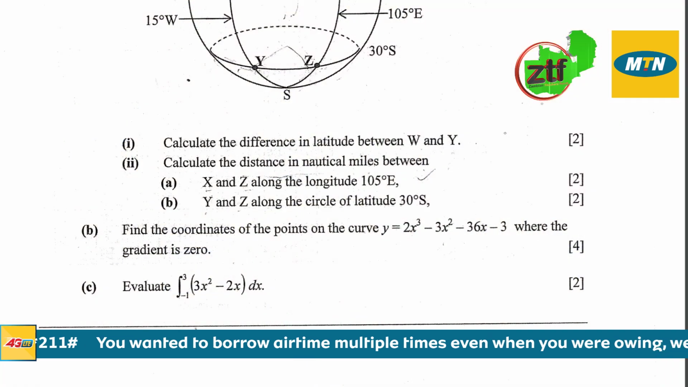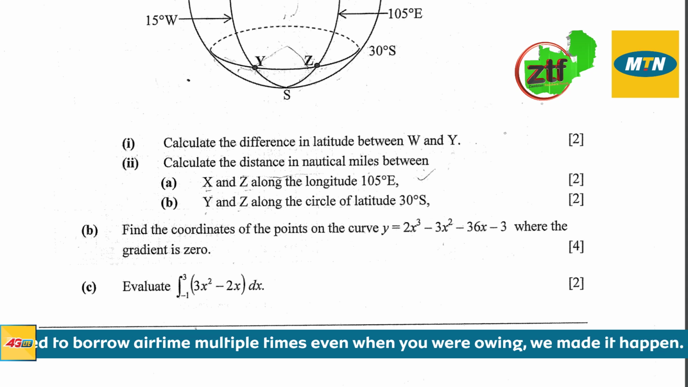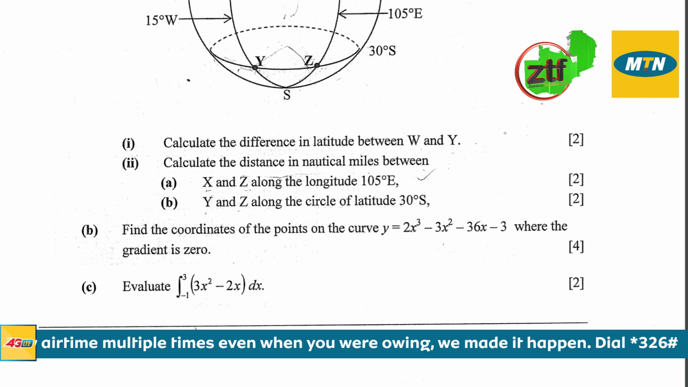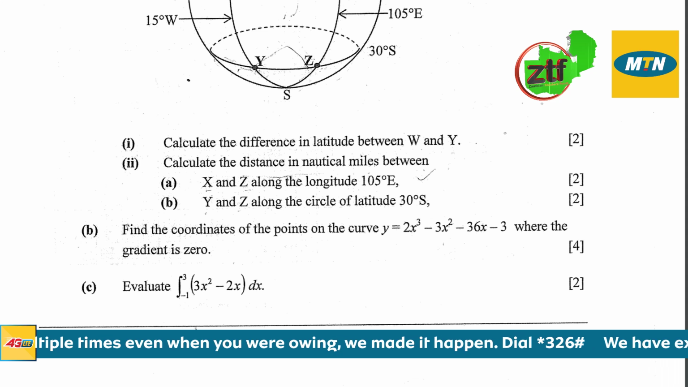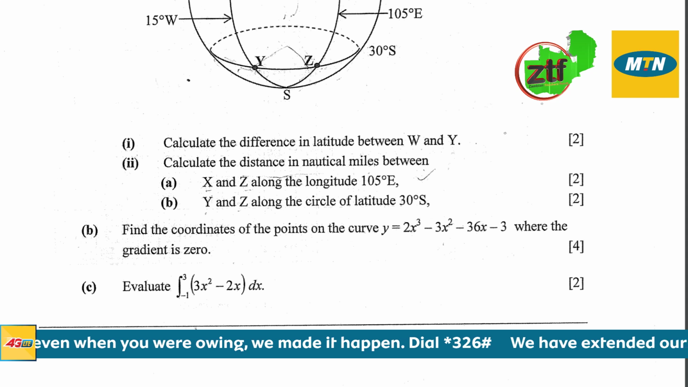All right, so question number 9C. Evaluate the integral of 3x squared minus 2x dx from 3 to negative 1 as limits.